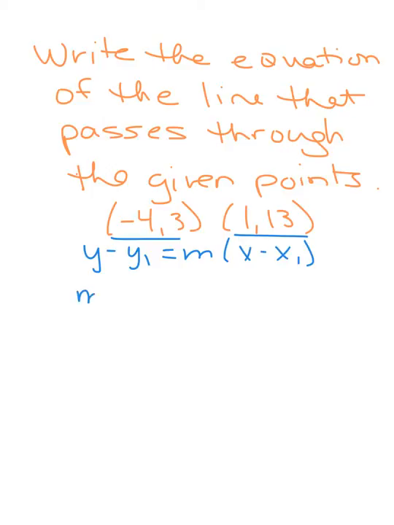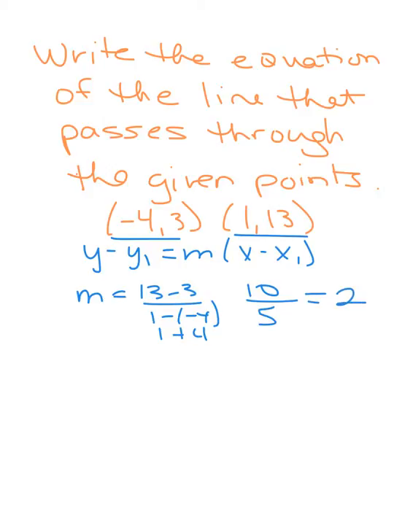So the first thing I have to do is I have to find the slope. So I have m is equal to, and I'll take 13 minus 3 over 1 minus a -4. So that gives me 10, and then 1 minus a -4 gives me 1 plus 4. So I have 10 over 5, which simplifies to 2, so my slope is 2.